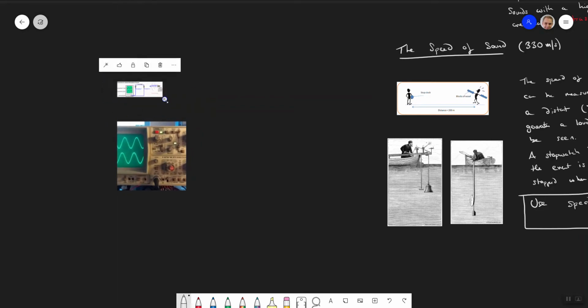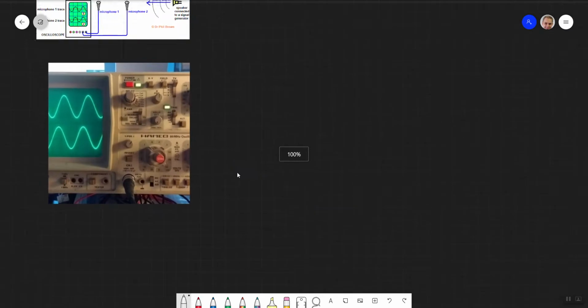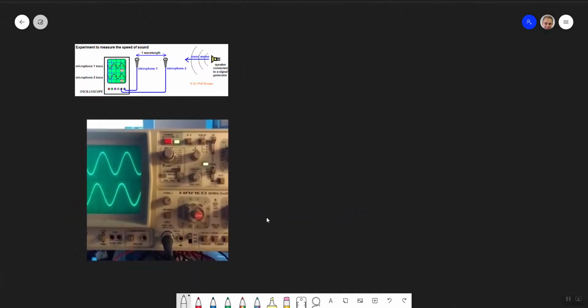Now, oscilloscopes are clever things. You can actually display 2 traces on an oscilloscope. There's one displaying them here. What you can do is have a generator, something that's generating sound waves, and put 2 microphones a certain distance apart. And you can display 2 traces on your oscilloscope, a trace from each one.